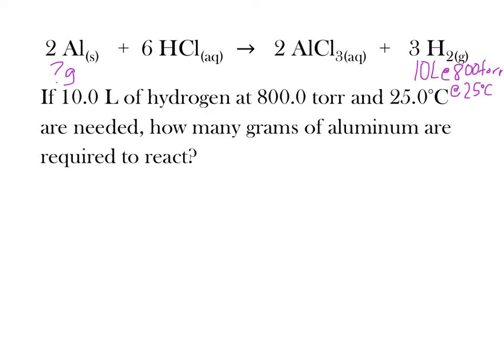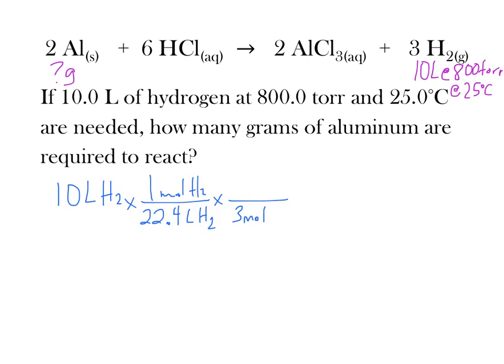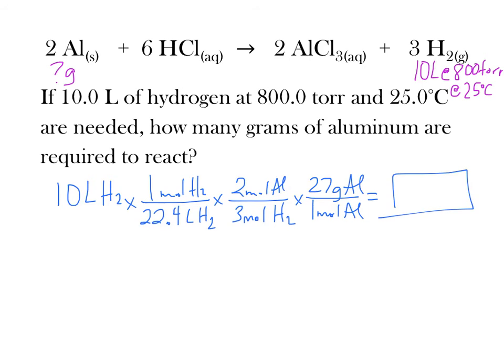All right, hopefully you did that. We are going to work this problem. Now here's my idea for how to go. I'm going to start with that 10 liters of hydrogen, and then 22.4 liters of hydrogen per mole. And then 3 moles of hydrogen per 2 moles aluminum, 1 mole aluminum for 27 grams aluminum. This is exactly like every single other problem that we've worked so far, and that's going to be my answer.